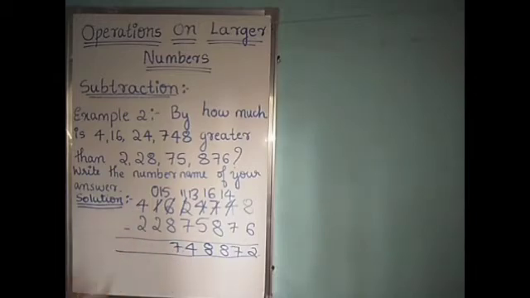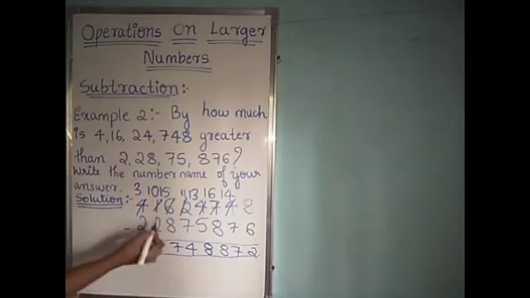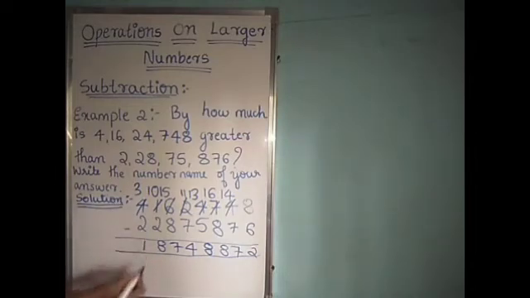Next 0 minus 2 is possible to subtract? No, it is not possible. So what we have to do? We have to borrow from next number. Here next number is 4. If we borrow from 4, then 4 becomes 3 and here 0 becomes 10. 10 minus 2 is how much? 10 minus 2 is 8. Next 3 minus 2 is how much? 3 minus 2 is 1.